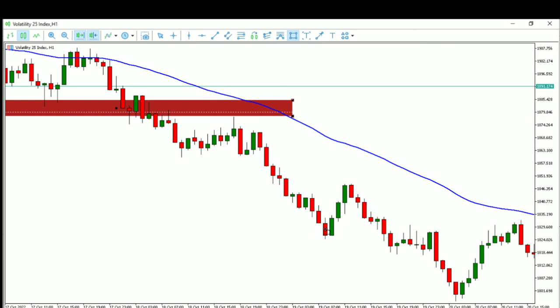So I will mark here to create this structure for you, and then you can see that the market comes back into this structure and you were selling at this point right here, putting your stop loss above the 50 period moving average, because that's the measure of the trend.